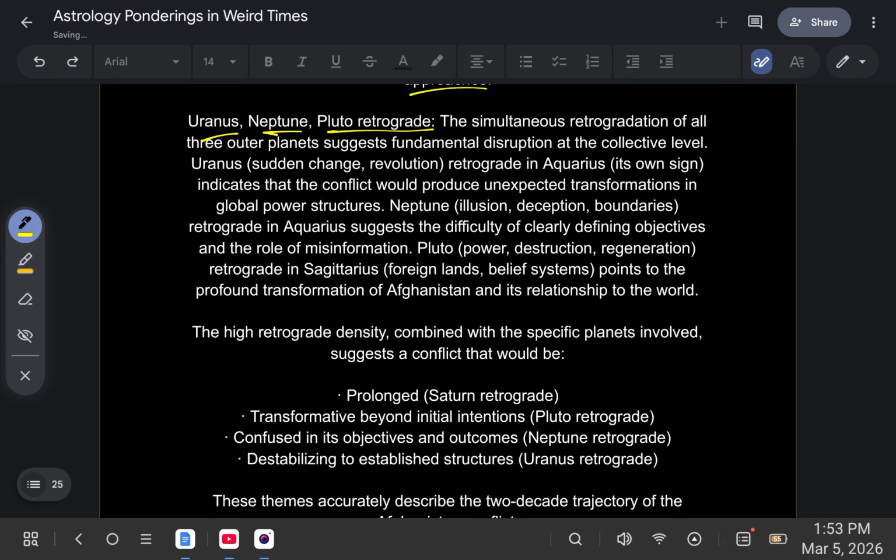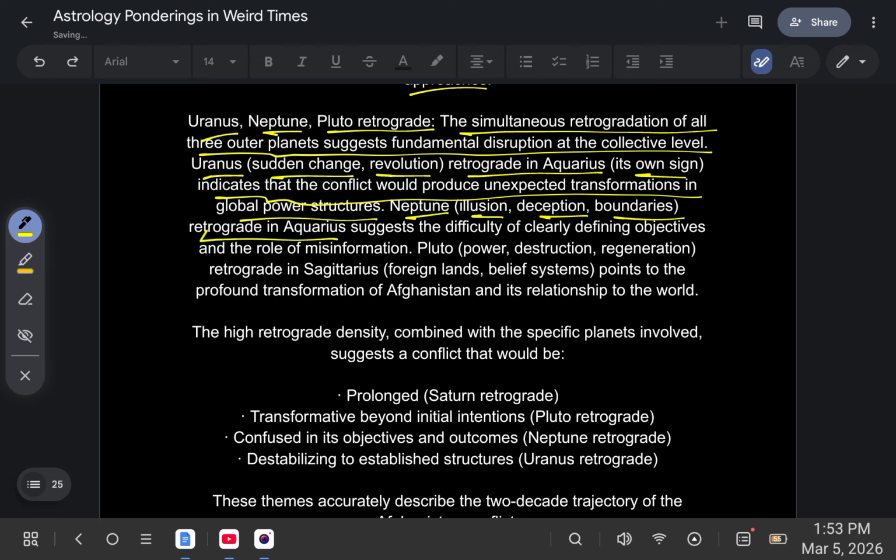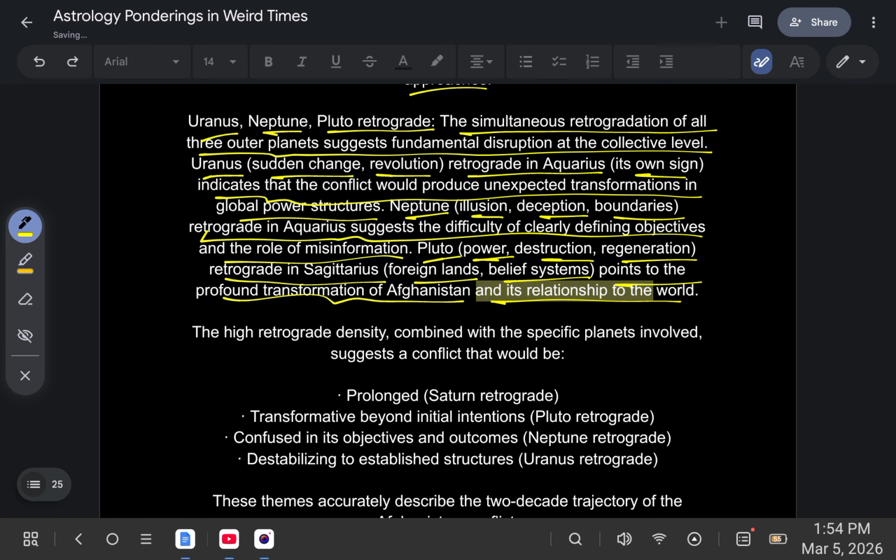Uranus, Neptune, Pluto retrograde. The simultaneous retrogradation of all three outer planets suggests fundamental disruption at the collective level. So Uranus, the planet of sudden change and revolution, retrograde in Aquarius, its own sign, indicates that the conflict would produce unexpected transformations in global power structures. Neptune, being the planet of illusion, deception, boundaries, retrograde in Aquarius, suggests the difficulty of clearly defining objectives and the role of misinformation. And Pluto, the planet of power, destruction, regeneration, retrograde in Sagittarius, foreign lands, belief systems, points to the profound transformation of Afghanistan and its relationship to the world.